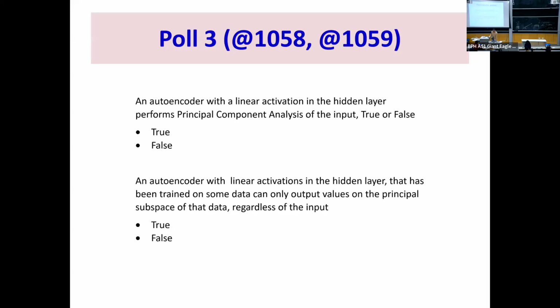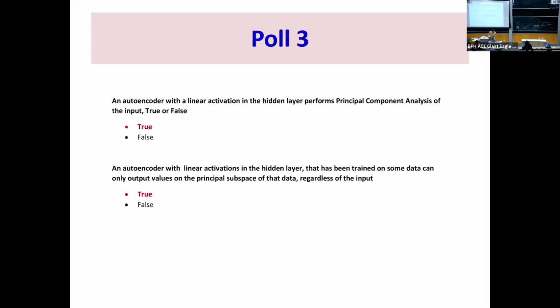Okay. Someone on Zoom, is that first statement true or false? True. And here, guys, what about the second one? Also true, right? So an autoencoder with linear activations performs principal component analysis of the input. And an autoencoder with linear activations in the hidden layer that has been trained on some data can only output values on this principal subspace. Because regardless of what the value is, the output is simply going to be W transpose X, which only lies on this principal subspace. Right? Everybody's good with that.